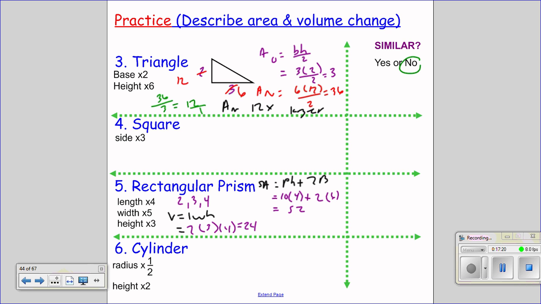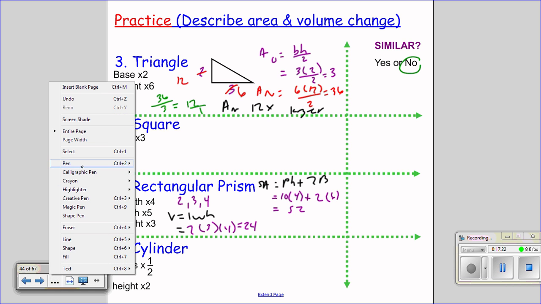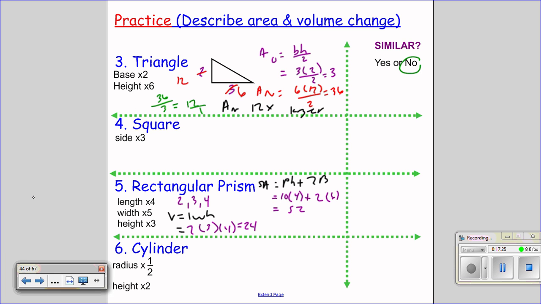Now we need to calculate the new surface area and volume. So the length is multiplied by 4. So 2 times 4 would be 8. I need more space on this one. And my width is changed by 5. So 3 times 5 is 15. And then my height is changed by 3. So 4 times 3 is 12. So these are the new dimensions of my rectangular prism.